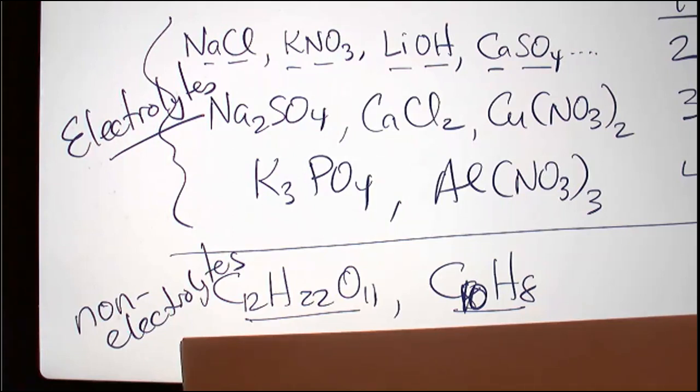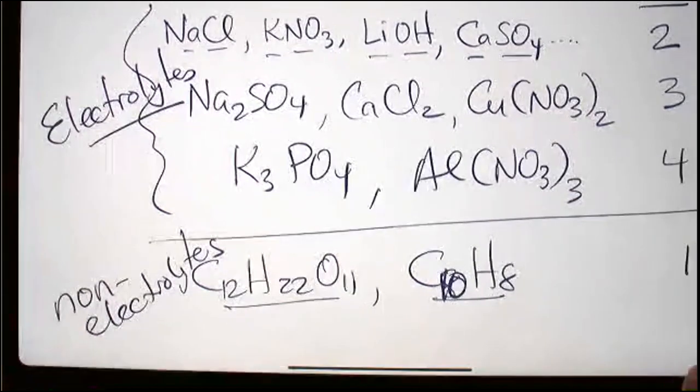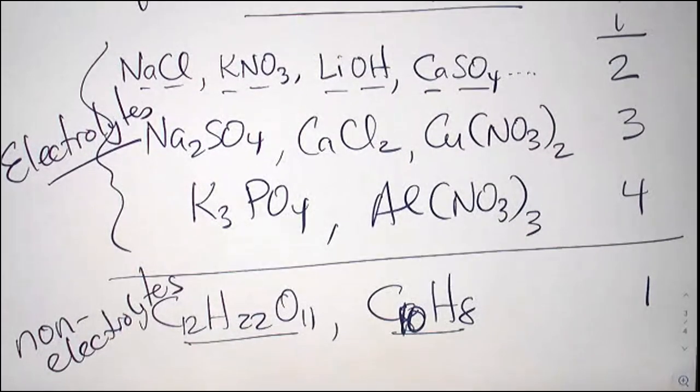If they're non-electrolytes, when they dissolve in water, they don't break apart into ions. So if you dissolve 1 mole of sucrose, you're going to get 1 mole of particles in the water. If you dissolve 1 mole of naphthalene, not in water, it's not soluble in water, but you dissolve it in alcohol maybe, you'll get 1 mole of naphthalene particles. So for non-electrolytes, the Van't Hoff factor will be a 1.